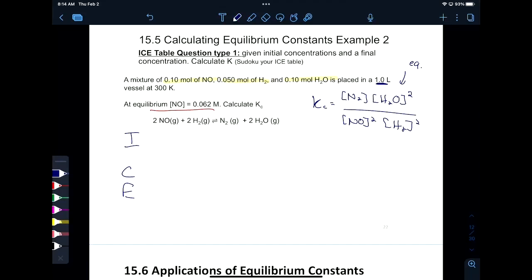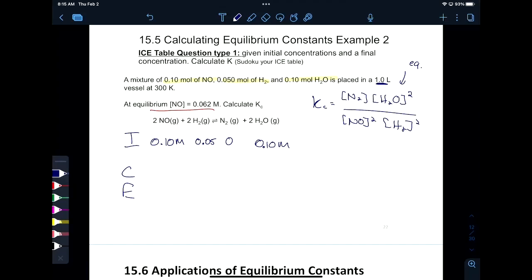So initially, there's 0.10 molarity of NO. There's 0.05 molarity of H2. And then there's 0.10 molarity of water. How much nitrogen is there initially? 0, yes, that is, again, implied. It's implied because I didn't give you an amount, so I'm saying there's only these 3 things in the container.